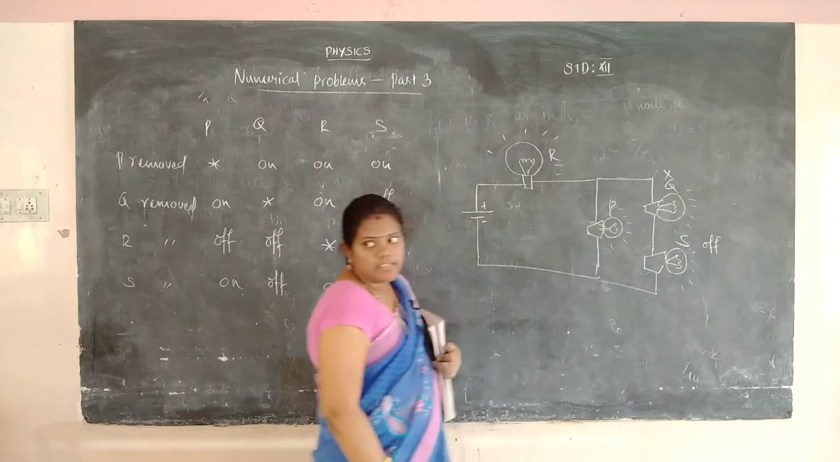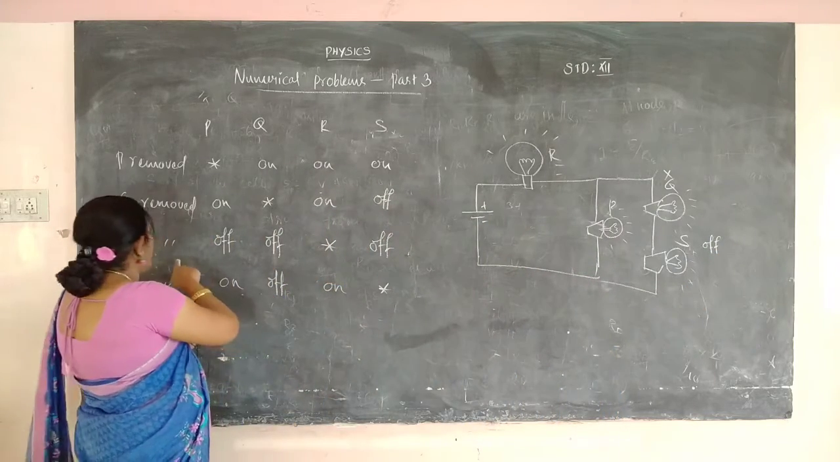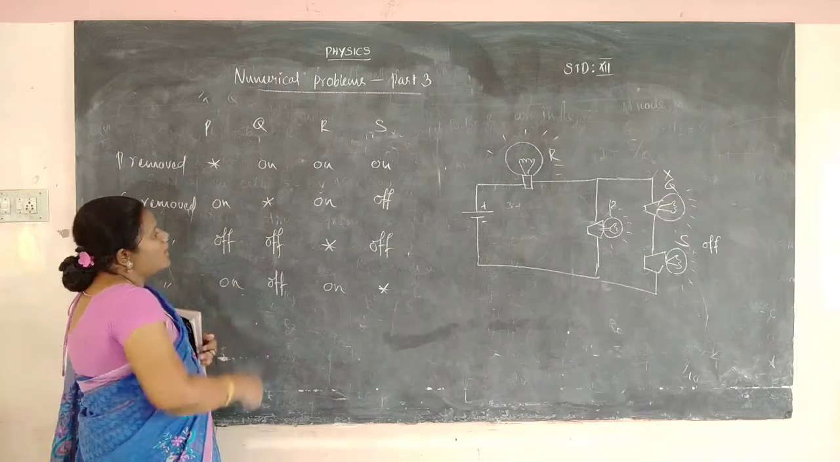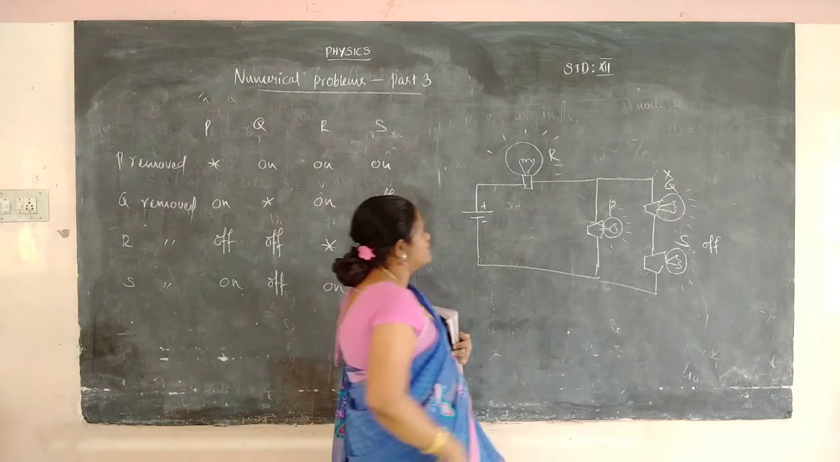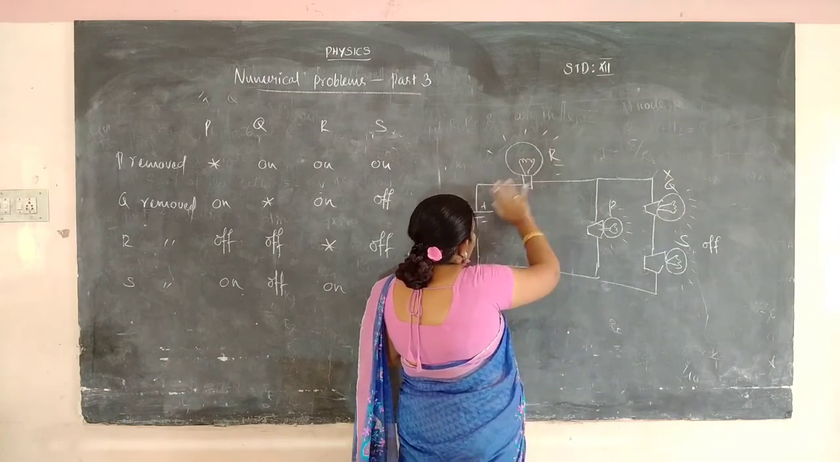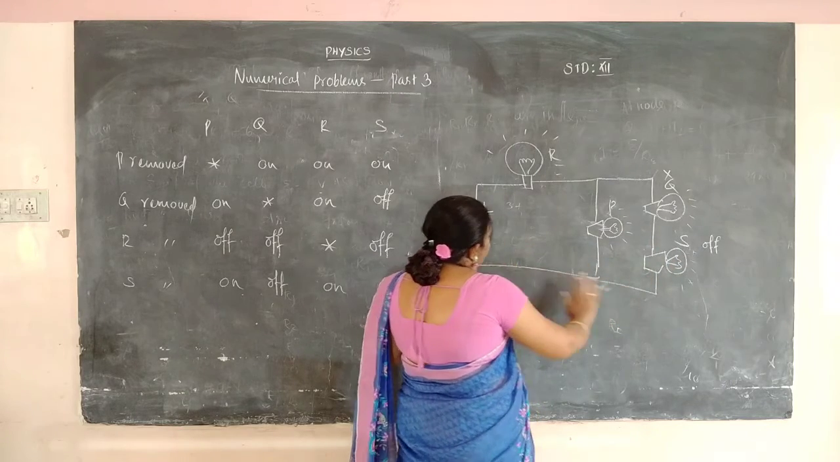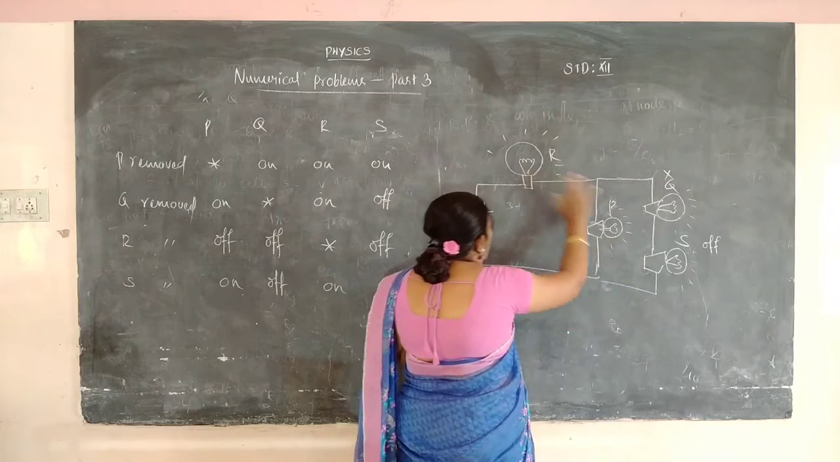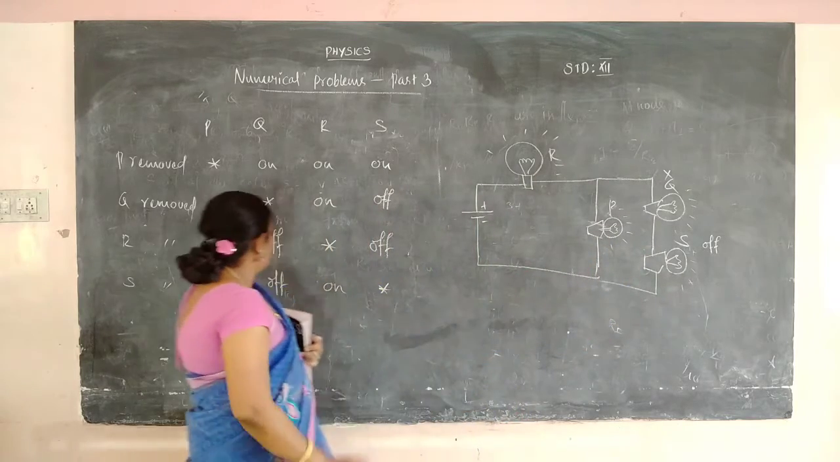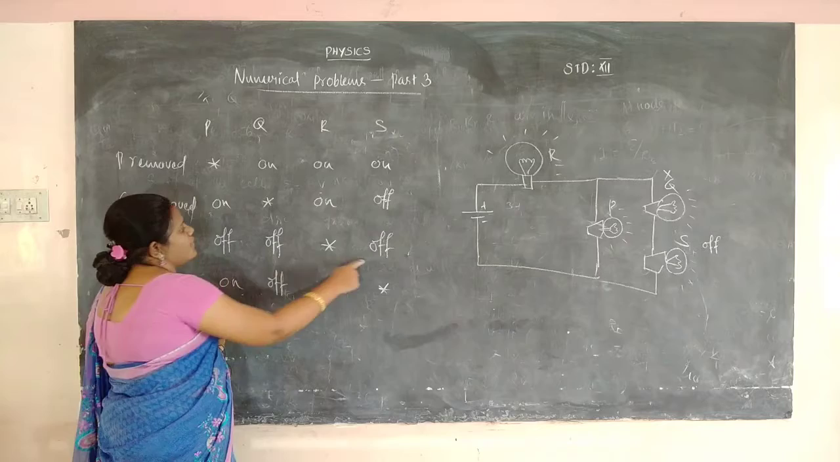Okay, then third condition is R is removed. So R remove பண்ணிட்டீங்க அப்படின்னா, the current it will be flowing from all the bulbs will be off because one side only negative charges only will be connected, so all the bulbs to be off. So R is removed, off.